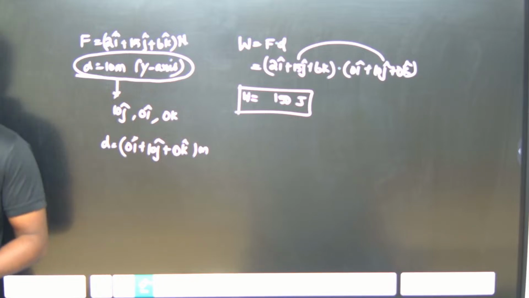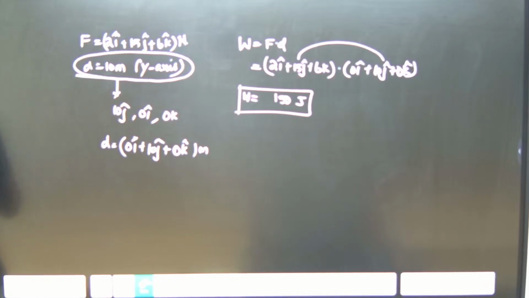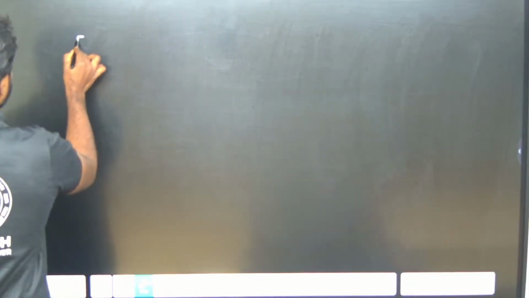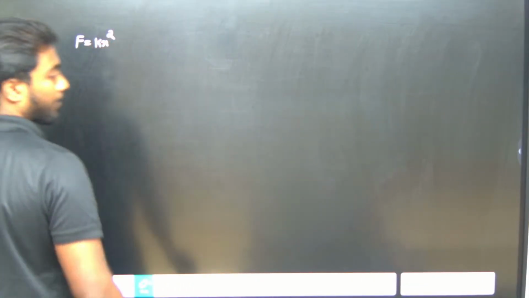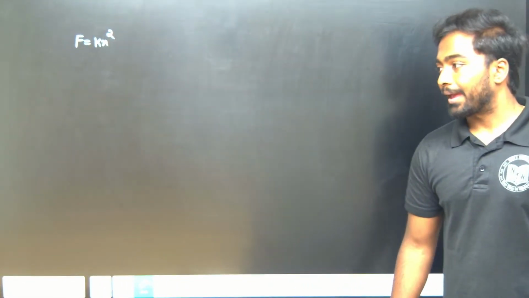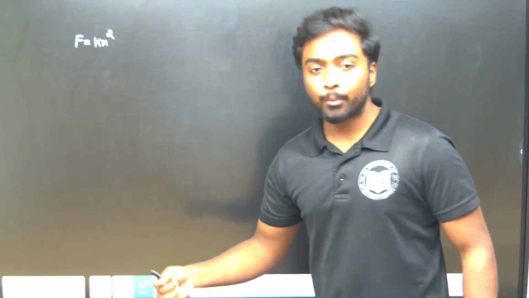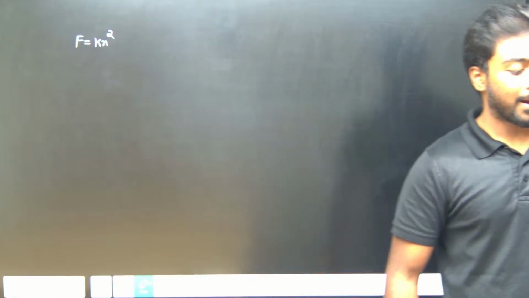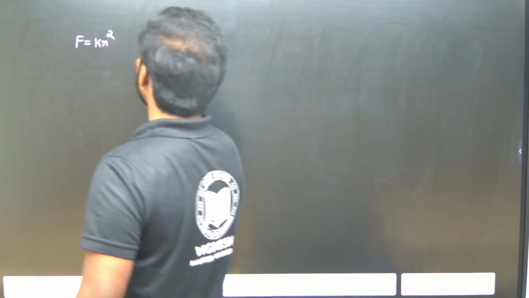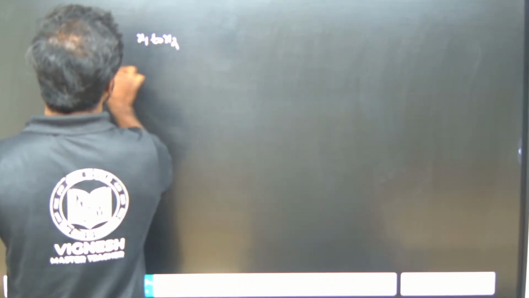Done? Okay, next question. So next question is, a force F is equal to kx square acts on a particle at an angle 60 degree with x axis. The work done by displacing a particle from x1 to x2. So this is the question.